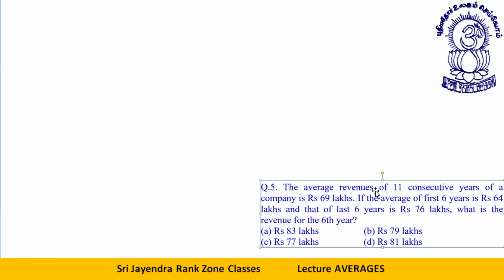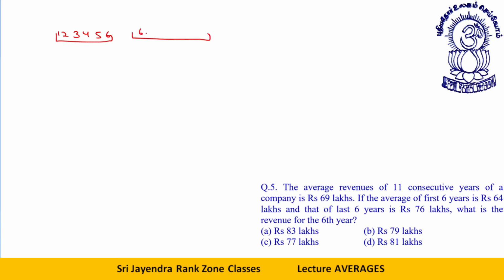The average revenue for 11 consecutive years of a company is 69 lakhs. If the average of the first 6 years is this and that of the last 6 years is this, what is the revenue for the sixth year? See, students, in the first group the values were 1, 2, 3, 4, 5, 6. In the second group also the values were 6, 7, 8, 9, 10, 11. These are the last 6 values. So this sixth value is repeated. So how do you find the sixth value?